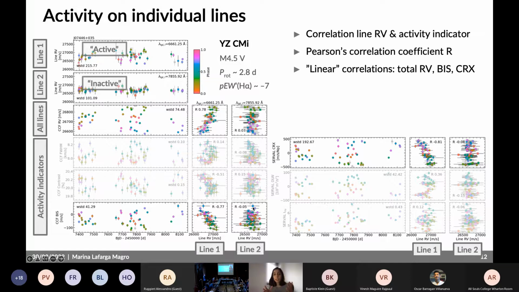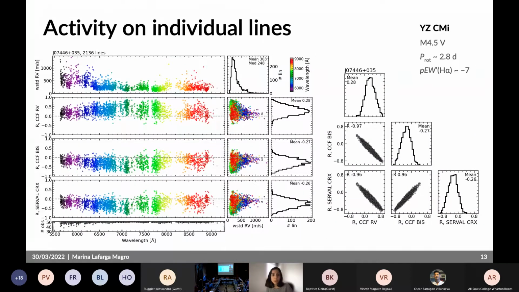So yeah, we did this not only for these 2 lines that I'm showing here, but for all the lines in the whole spectral range. So that's what I'm showing you here. So we just took all the lines in the spectrum, computed its velocity, computed its correlation with these 3 activity indicators, and here I'm showing you the correlation coefficient, the Pearson's correlation coefficient between the individual velocities of the lines here on the x-axis and the different indicators. So I have here the correlation coefficient with the velocities, with the bisector, and with the chromatic index.